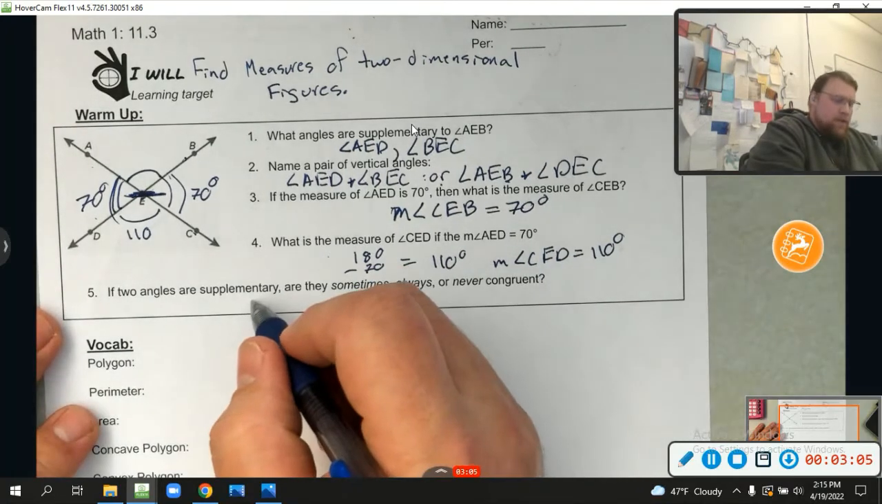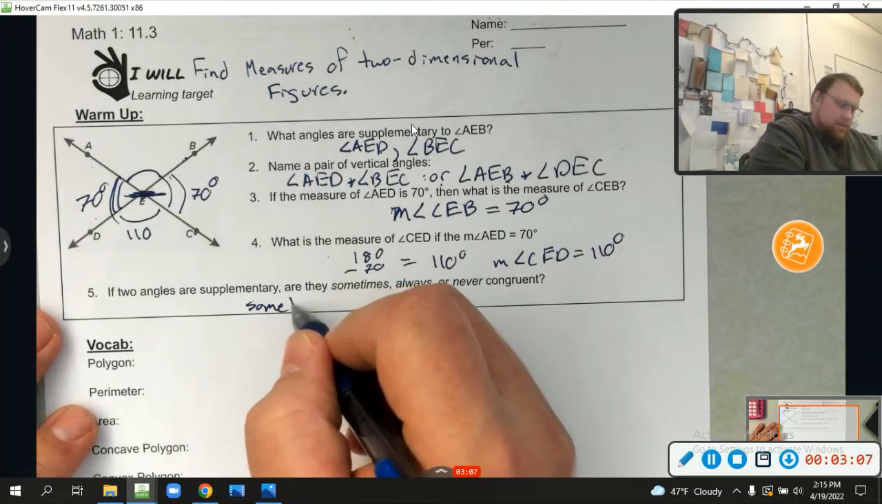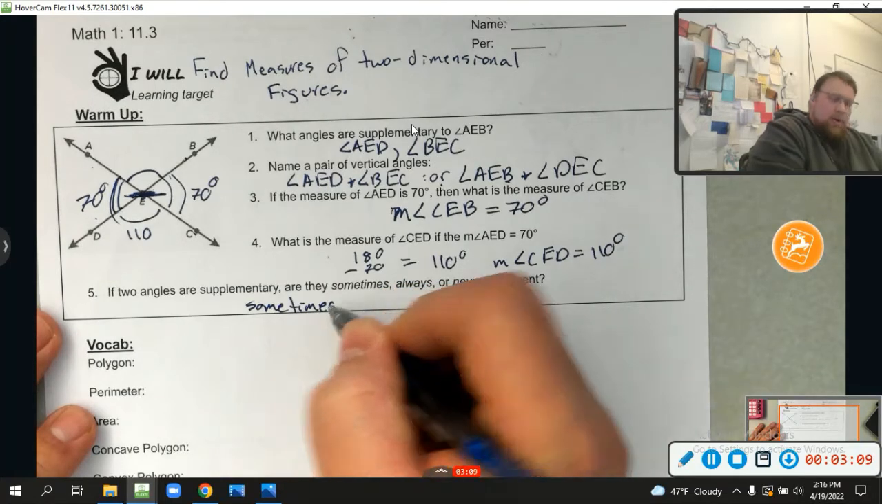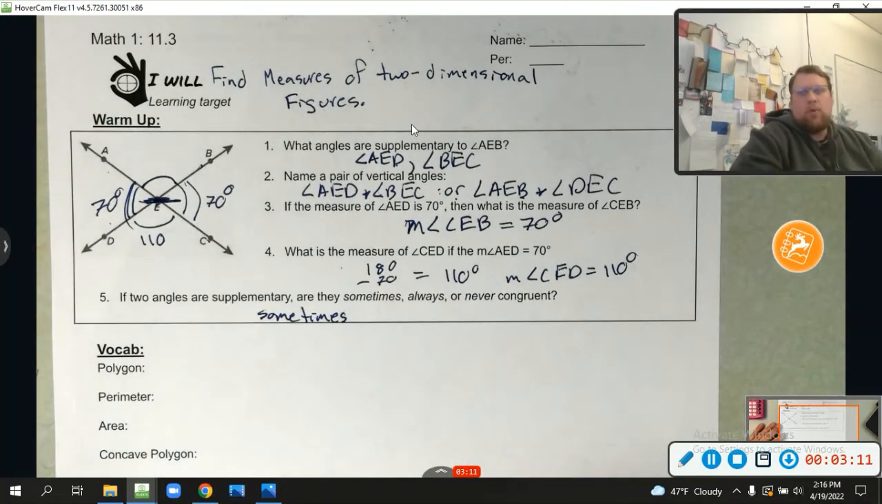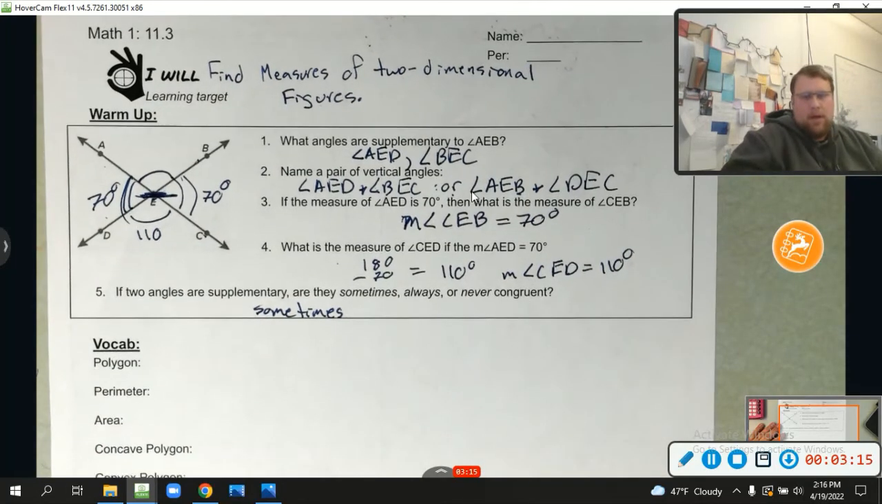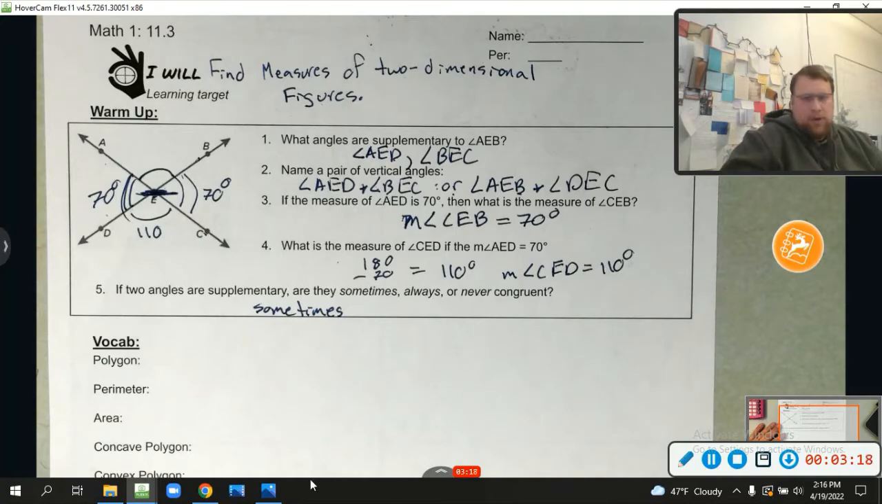So if you can find even one case, you got to put sometimes. Always only works if it's every time. Never works if it's none of the time. Sometimes is at least once. All right, there you go. Pause if you need to. We're going to move on to vocab.